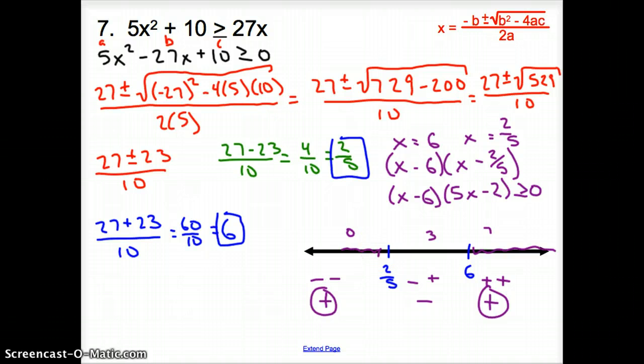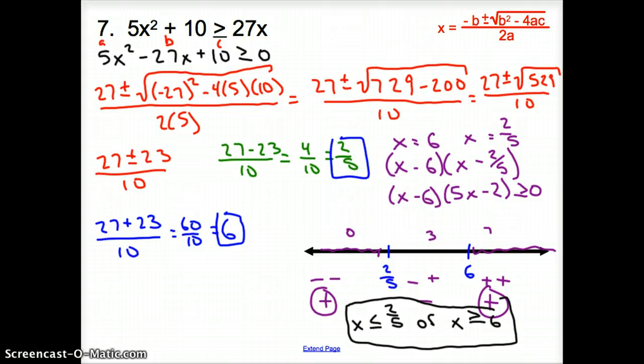So I'm looking at these sections right here. So let's see if we can write ourselves an inequality. Here we have 2/5, and I'm going to say x is what? What kind of inequality should we have? Less than or equal to 2/5. This is an or statement with them going away, or x is now greater than or equal to, because of the inequality, 6. And then this would be your final answer for your inequalities.